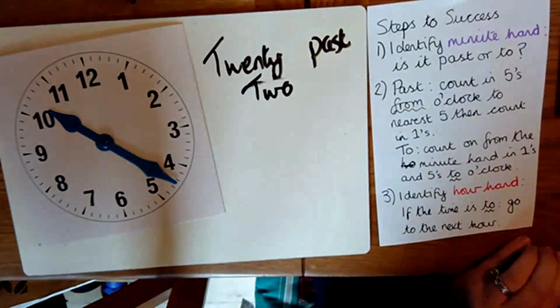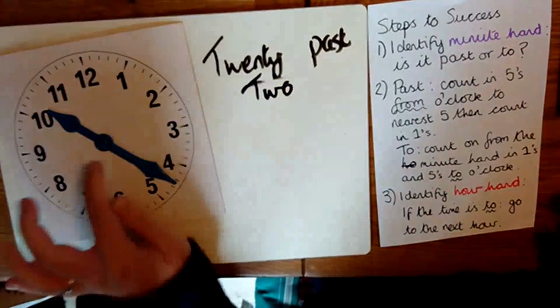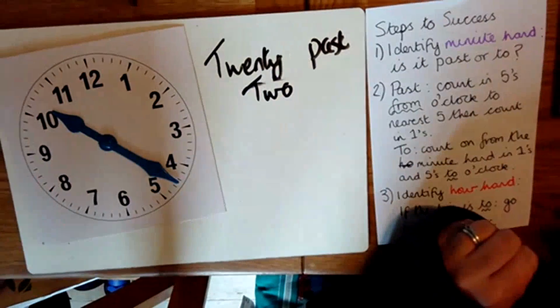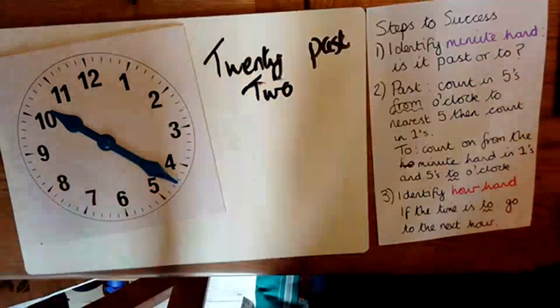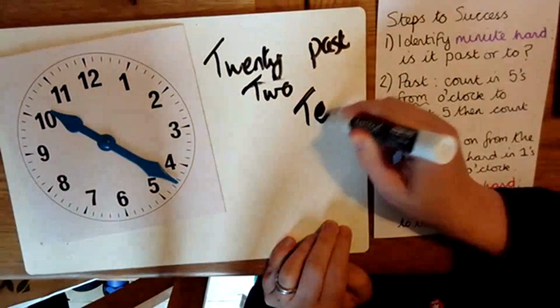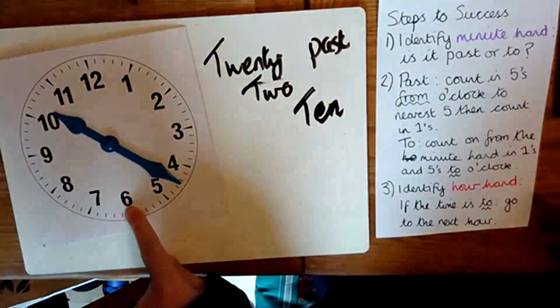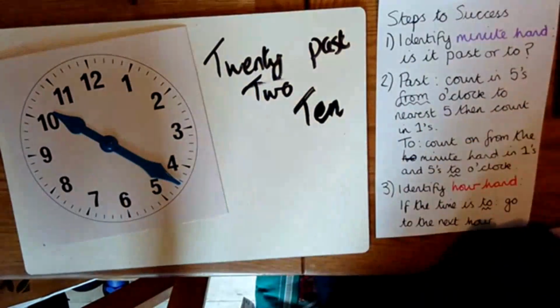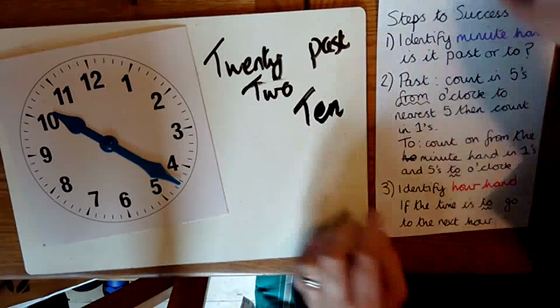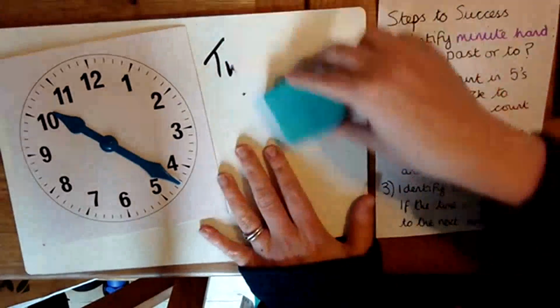22 past. What's going to be our hour? Our hour is our shorter hand. Our hour is, say out loud, 10. Well done. It's 22 minutes past 10 because we've not passed the half point. So we know then it's going to be past. We're going to be going to that first hour.